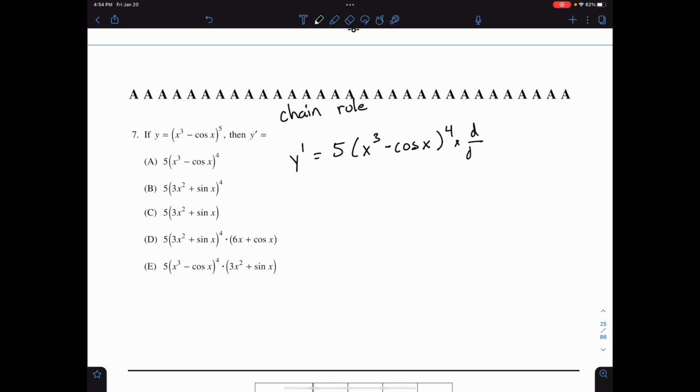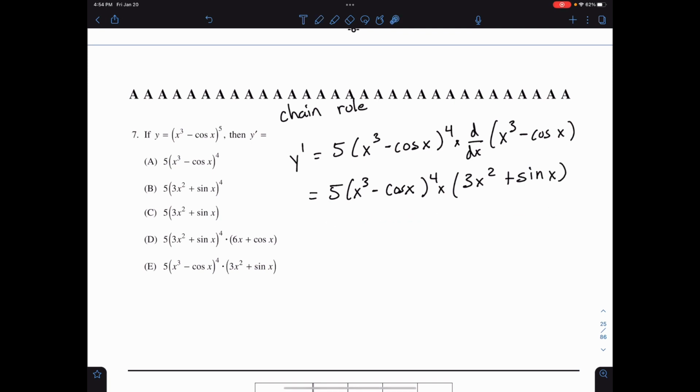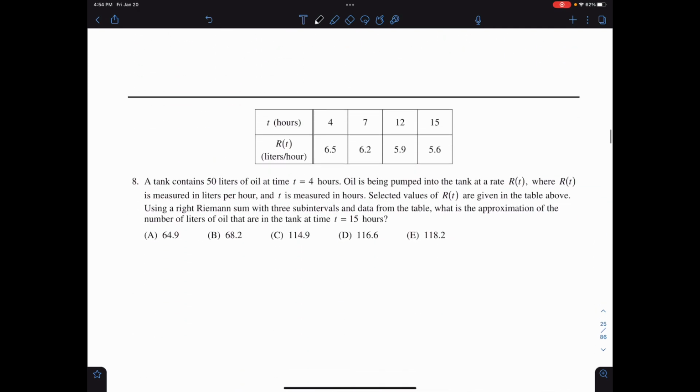So it's d dx of x cubed minus cosine of x. So we get 5 times x cubed minus cosine of x to the 4th, times the derivative of this inside, which happens to be 3x squared plus sine x. And looking at this answer, we see that it matches up with E. So the answer here is E. All right, so now on to the next one.